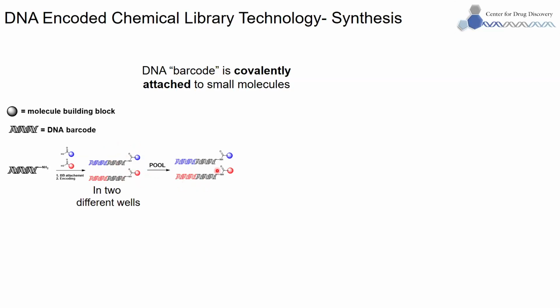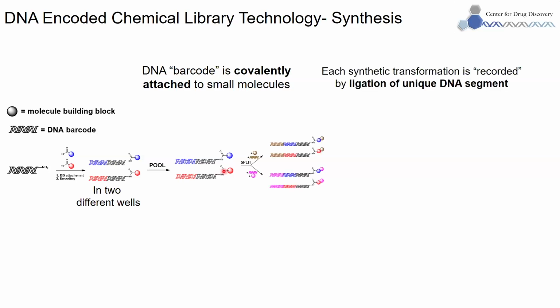Both reactions into one well. So in this well now we have two compounds. Then before we do the next reaction, we're going to split equally into two different wells. I'm just showing an example here, two different wells. And again, we're going to do the reaction.